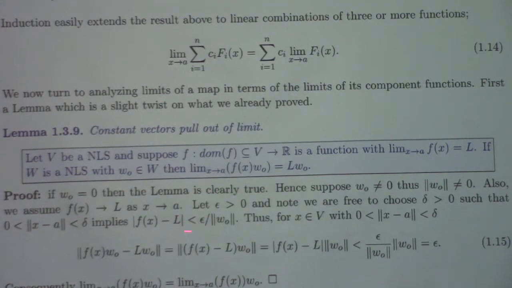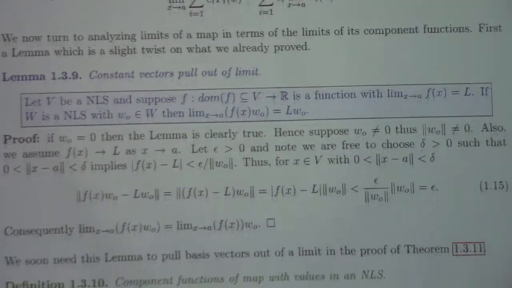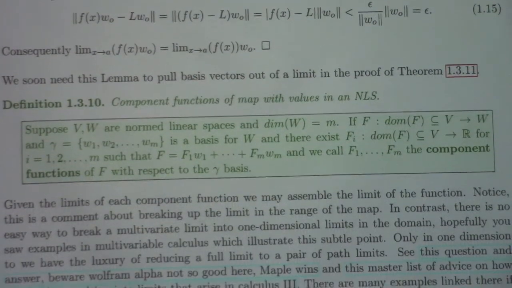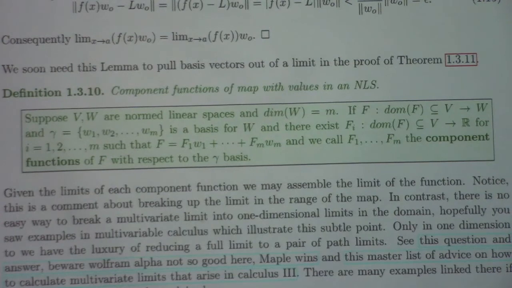So with that delta in mind, factor the w naught out, use properties of norms to pull out the absolute value of f of x minus L, but then this is less than epsilon over norm w naught, which gives me epsilon again. All right. So consequently, we can pull constant vectors out of the limit of a function times a constant vector. Okay, you're like, well, so? Fine, you got me. So that brings us to our next concept.